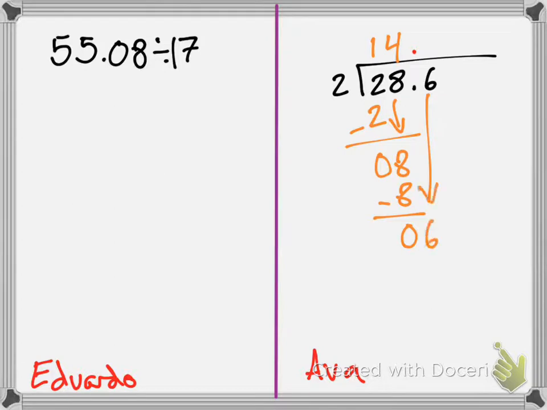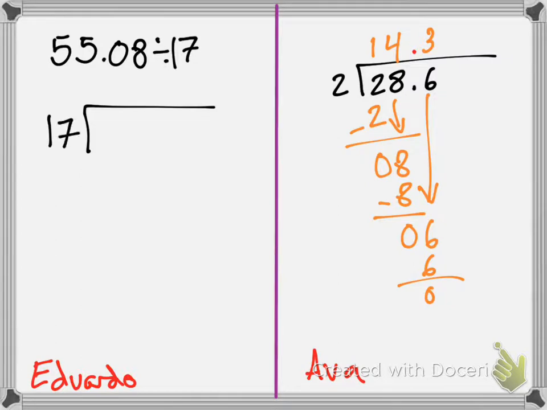I bring down the 6. And then Ava, how many times does it go into 6? 3 times. It's 6. Now I get my 0 and I have no more numbers. Yes, Ava, 14 and 3/10. Excellent. So, Eduardo, which number goes outside the house?